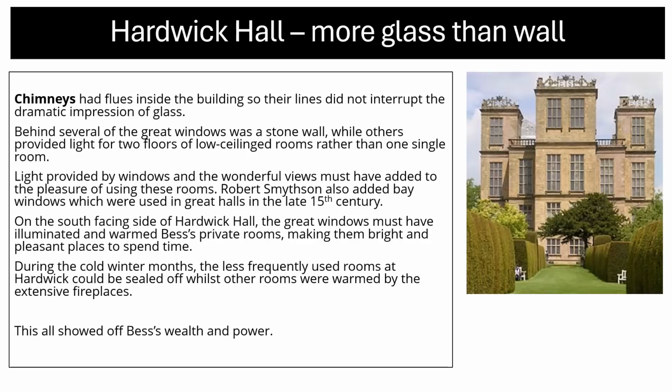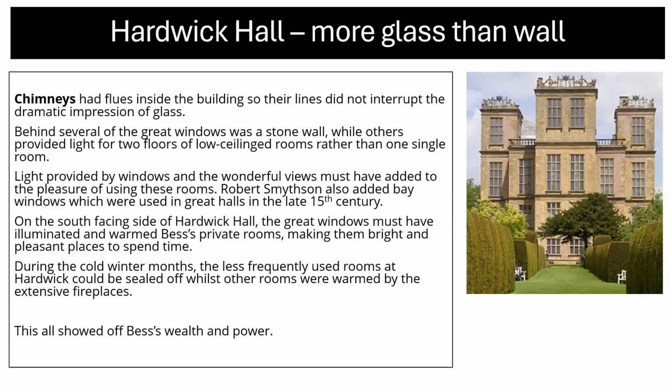Now, chimneys are very famous, but the chimneys had flues inside the building, so their lines did not interrupt the dramatic impression of the glass. Behind several of the great windows was actually just a stone wall, while others provided light for 2 floors of low-ceilinged rooms rather than one single room. So how the building looks on the outside and having that symmetry of the windows is really important, and that's a real Renaissance influence. Light provided by the windows must have added to the pleasure of using these rooms, so that's another key reason why Hardwick Hall might have been built, for pleasure.